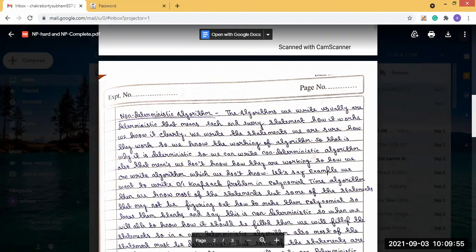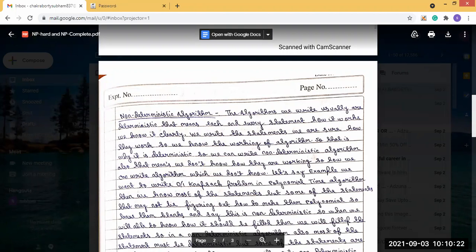So what does deterministic mean? Deterministic means that in the algorithm we write statements and we know how those statements work. This is deterministic. But what is non-deterministic? Non-deterministic means we write the statements, but we don't know how they are working. So this is non-deterministic.